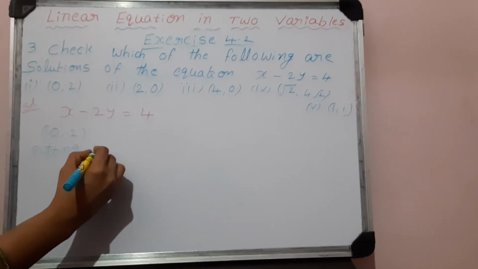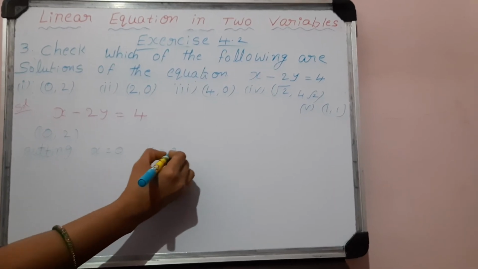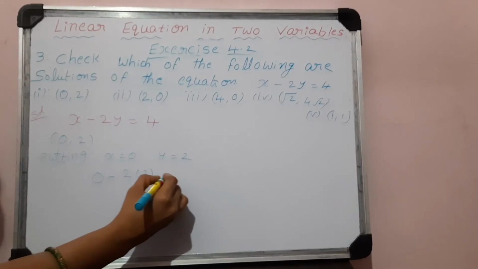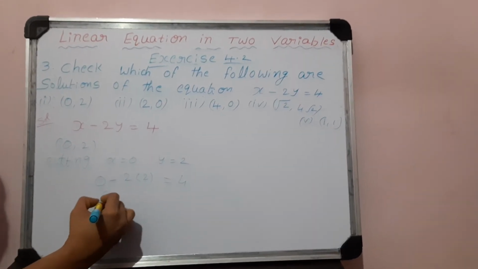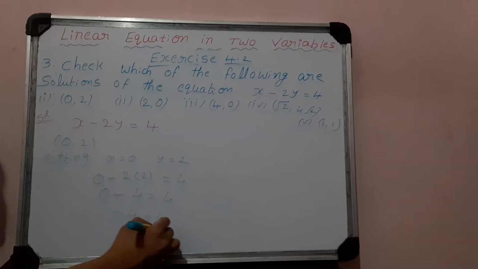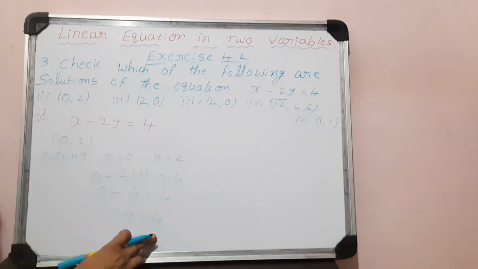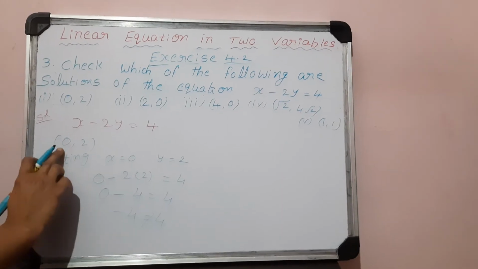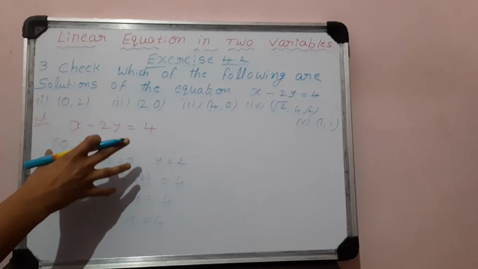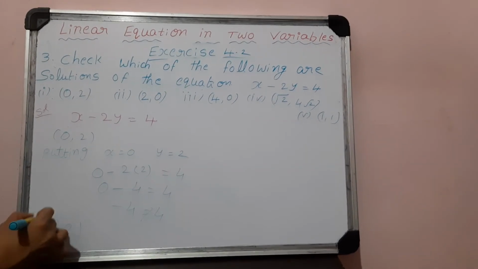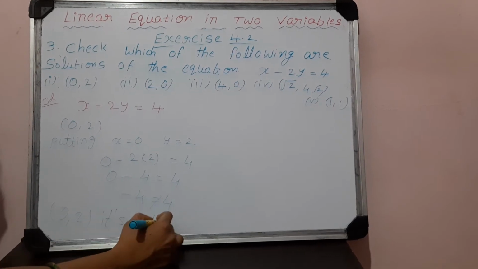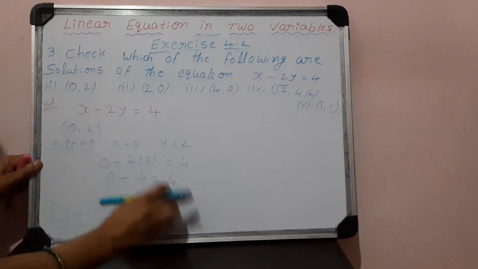Putting x equal to 0, y equal to 2. See, 0 minus 2 into 2 equal to 4. 0 minus 2 into 2 is 4. So minus 4 equal to 4, both same? No, it's not same. So 0, 2 is not a solution of this equation. Understand? So we move to the second case.